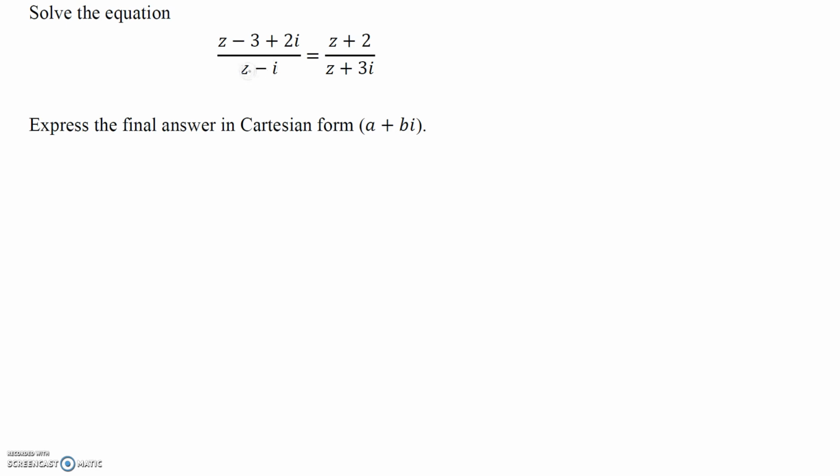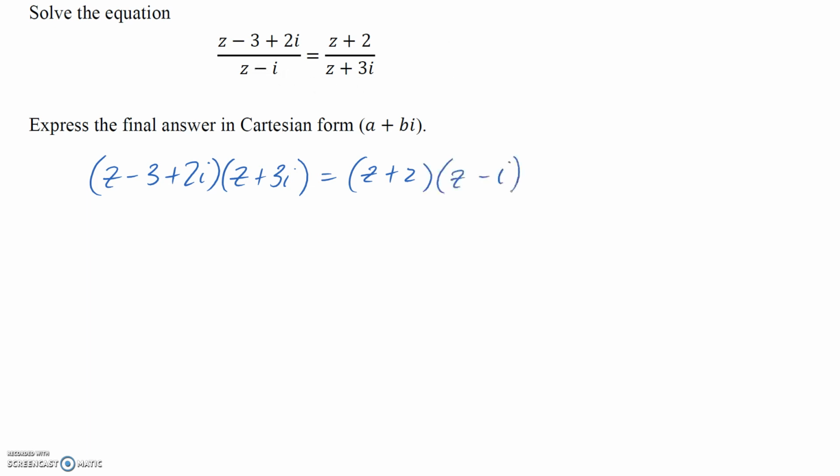So let's start this off by getting everything on the top line. So I'm going to multiply this up to the right-hand side and this up to the left. So we get z minus 3 plus 2i multiplied by this was coming up, so z plus 3i equals, we've got the z plus 2 and then this is going up, so z minus i.